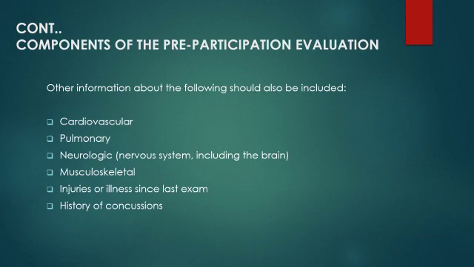History of immunization status, menstrual history, psychosocial sexual development history. Other information that should also be included in the history is cardiovascular condition, pulmonary condition, neurologic condition, the nervous system including the brain, and musculoskeletal conditions, injury or illness since last exam, and history of concussions.